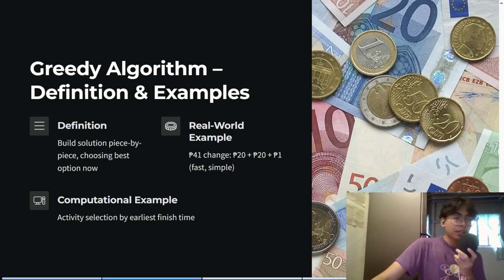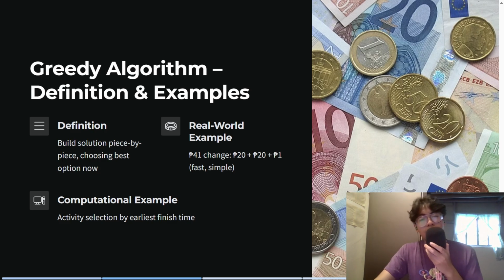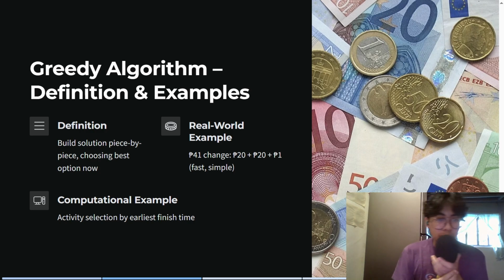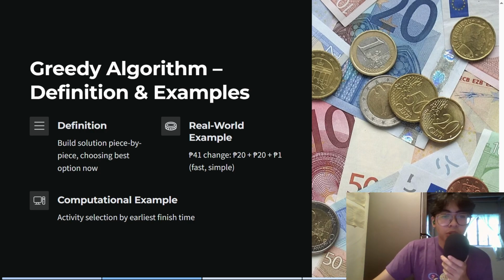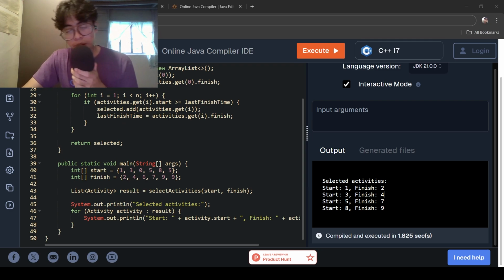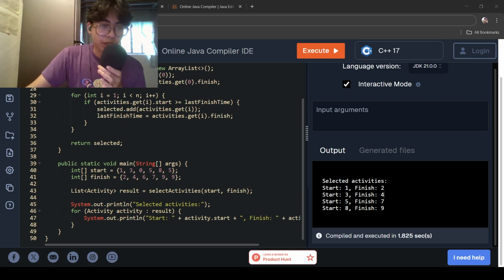So the computational example for this is the activity selection problem. Given a list of activities with start and end times, choose the maximum number that don't overlap. Sort them by finish time, then pick the earliest one that doesn't conflict. So here's the code. The greedy algorithm for that is that you sort them by finish time, then pick the earliest one that doesn't conflict.